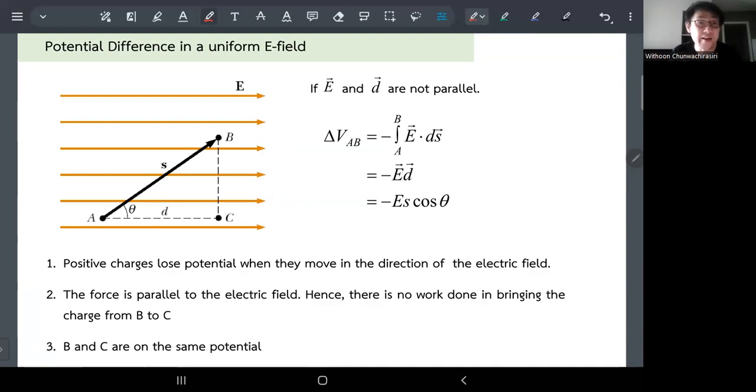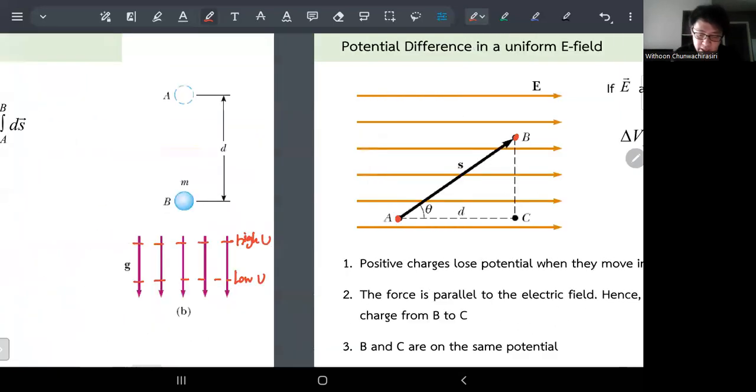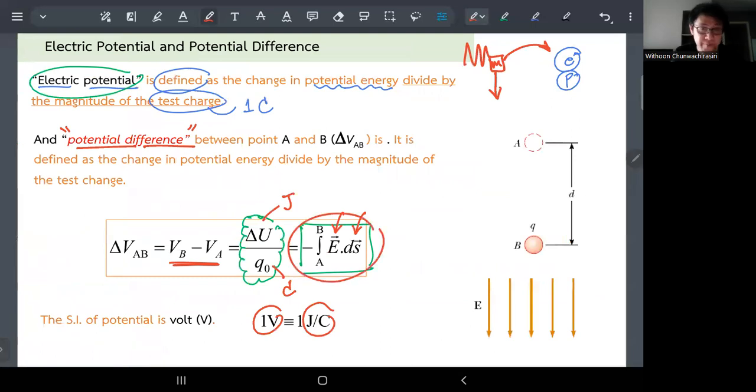Now let's try the case when your displacement is not in the same direction as the field. Make it a little more complicated here. Let's start from point A and say you move to point B through the displacement vector S. The question is, what is the potential difference between point A and point B? Everything will go back to this expression over here. By definition, the potential difference from A to B is just the negative integral of E dot ds.